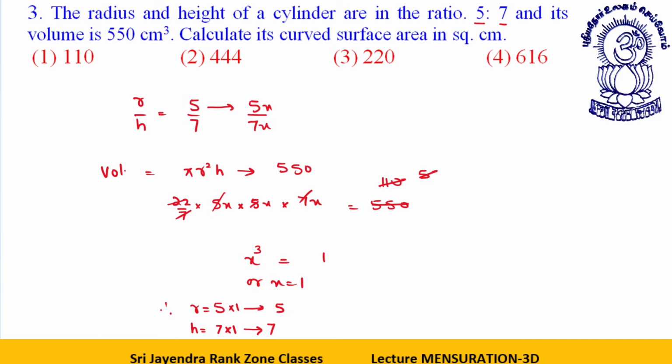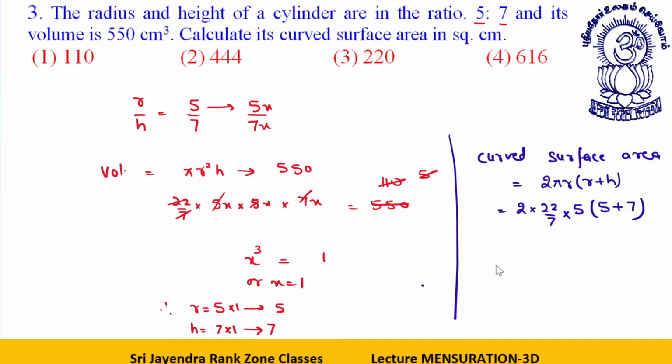Calculate its curved surface area. Okay, we have the volume. Calculate its curved surface area. Fine. Now, what is the curved surface area? The curved surface area is 2 pi r in the bracket r plus h. This way I can say 2 into 22 by 7. The value of r is 5. In the bracket it is 5 plus 7, that is 12. So, I'm sorry, this is 2 pi r h. I'm such a stupid. This is 2 pi r h.